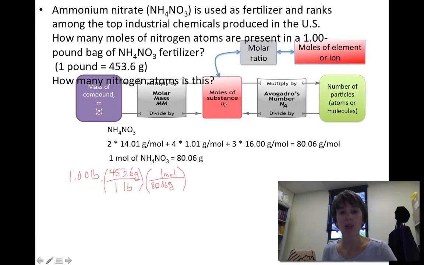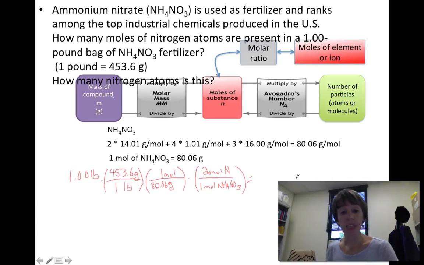So now here's the thing. We've got moles of ammonium nitrate. We're interested in this question in moles of atoms of nitrogen. So we want a ratio of moles. How many moles of ammonium nitrate are there per every mole of nitrogen? And since this conversion factor got us to moles of ammonium nitrate, I'm going to put ammonium nitrate on the bottom. And for every 1 mole of that, there's 2 moles of nitrogen.